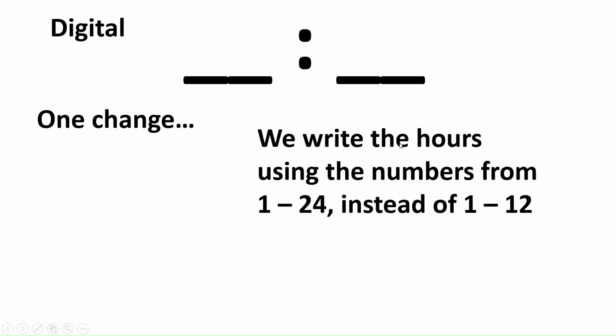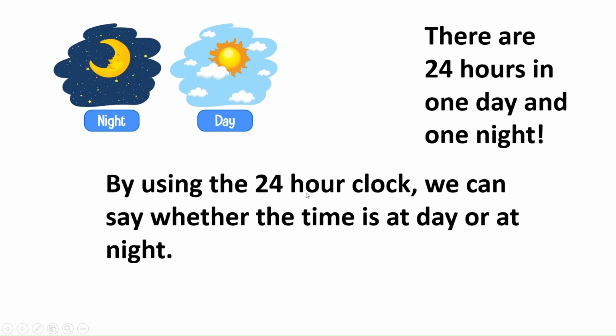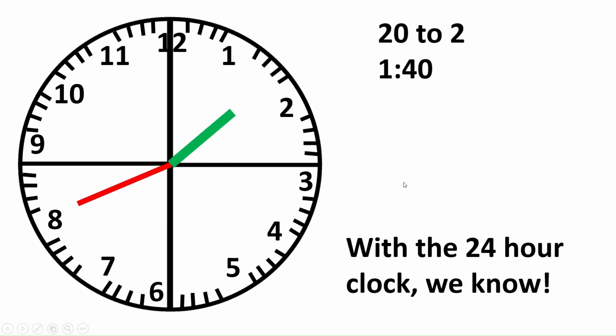However, when we're writing in digital clocks, there's one change that we normally use, and that is we use the hours from numbers 1 to 24 instead of 1 to 12 like we did with analog clocks. Let me show you why. There are 24 hours in one day and one night. So by using the 24-hour clock, we can tell whether the time is at day or at night. Let me show you what I mean.